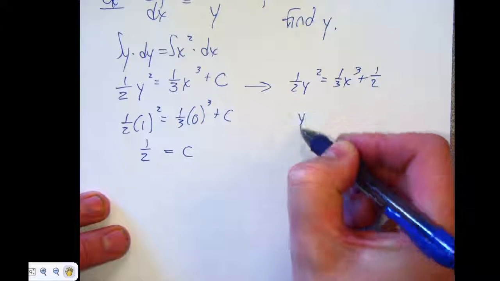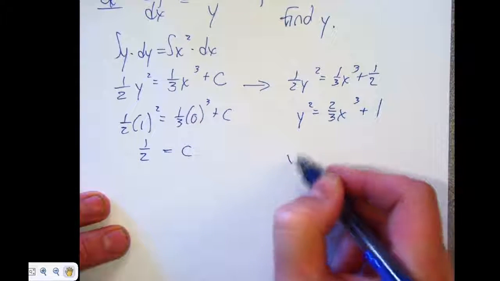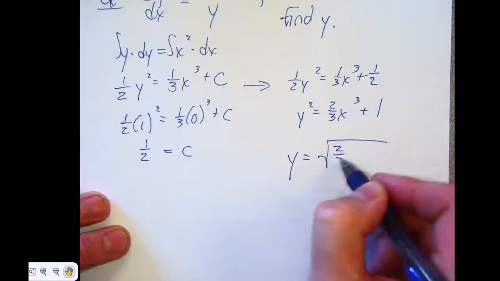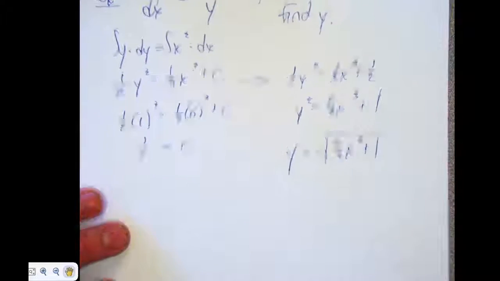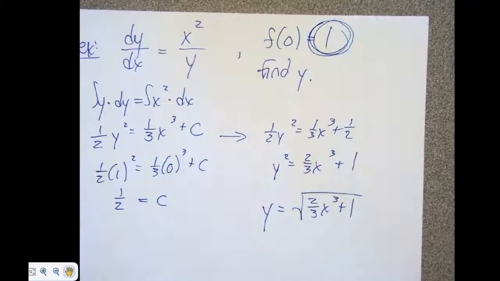So I'm going to double everything. So 2/3 x to the third plus 1. I'm going to square root everything, and do I want the positive or the negative of the square root? Positive. I want the positive. How do I know that? Because f of 0 is a positive 1. So I got a positive y value up there.